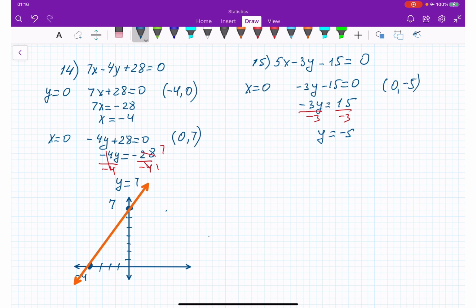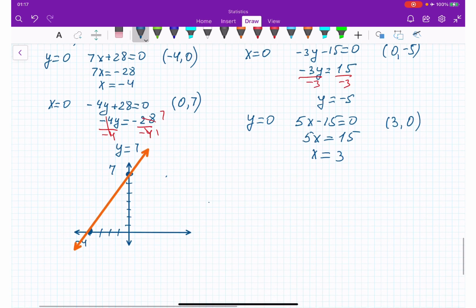Now y is equal 0. So in that case, here, negative 3y was going to be 0, yes? And we will have 5x minus 15 is equal 0. 5x is equal 15, and x is going to be equal 3. So I'm getting 3 and 0. Okay, let's build the graph.